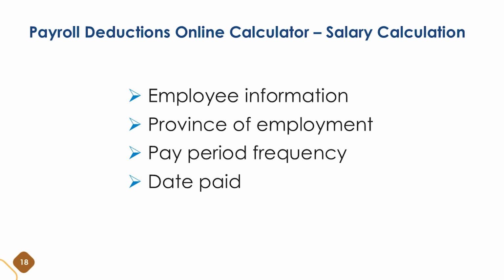Enter the employee's name and/or the employer's name. Select the province or territory of employment, normally where your business is located or where the employee reports for work. Select the pay period frequency. If you pay them on a bi-weekly basis, then choose bi-weekly 26 pay periods a year. This will help estimate the annual income of the employee for calculation purposes. Select the date the employee is paid.